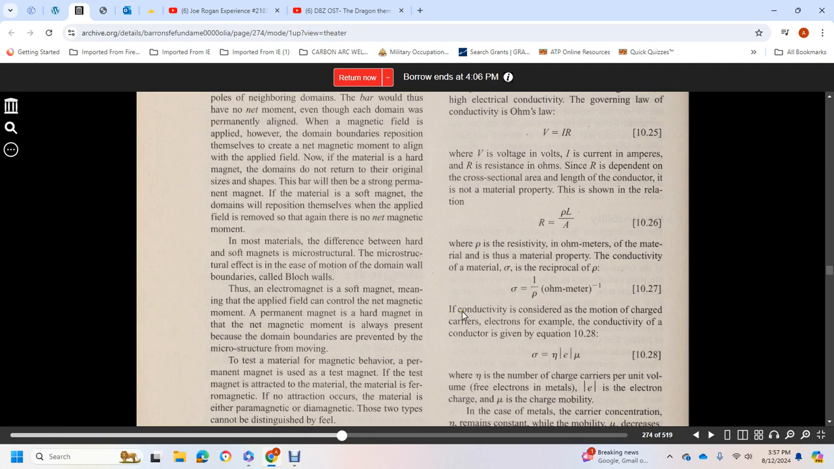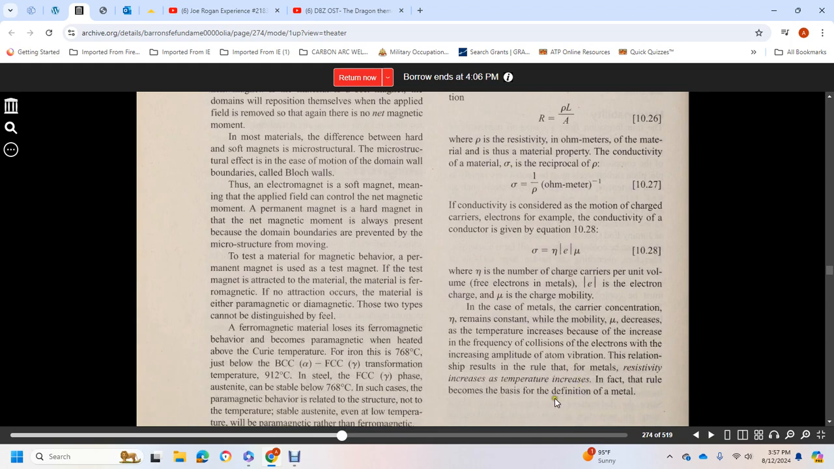If the conductivity is considered in terms of the motion of charge carriers, the electrons for example, the conductivity of the conductor is given by the equation: conductivity equals n times the absolute value of e times mu. n is the number of charge carriers per unit volume, the free electrons in the metal. e is the absolute electron charge, and mu is the charge carrier mobility.